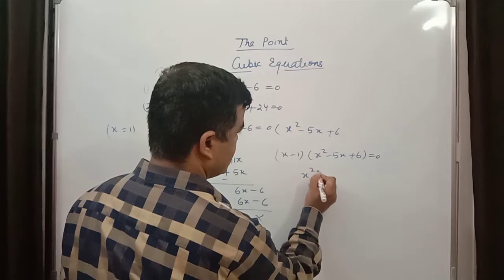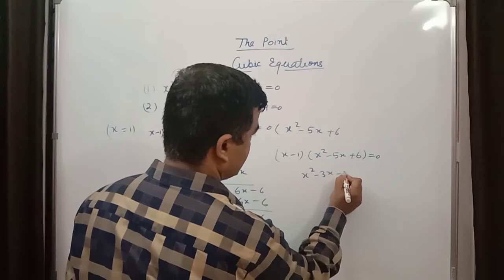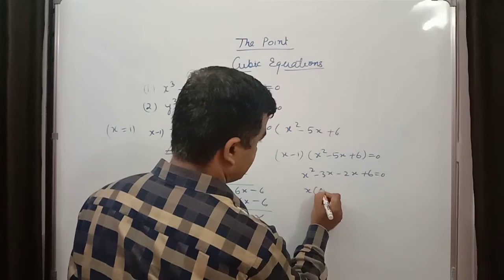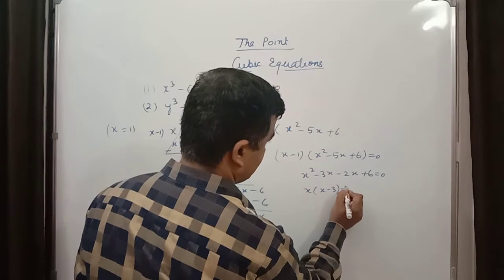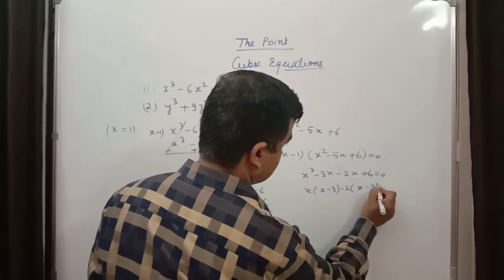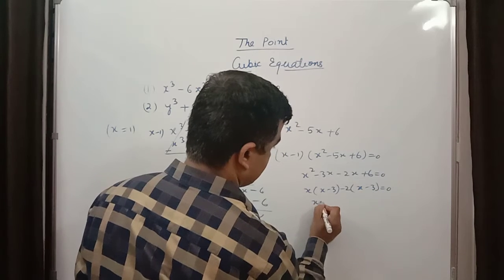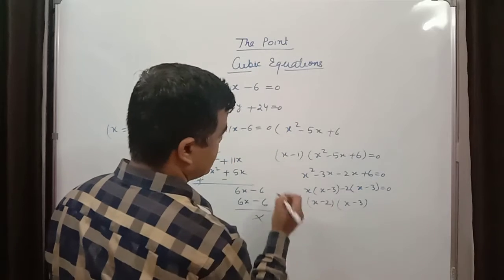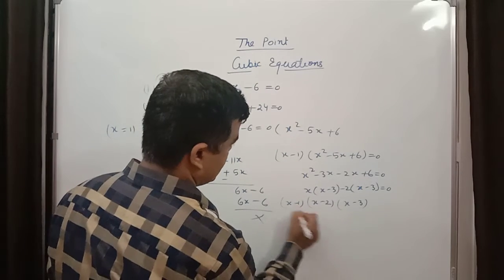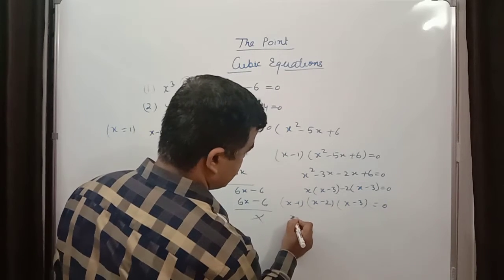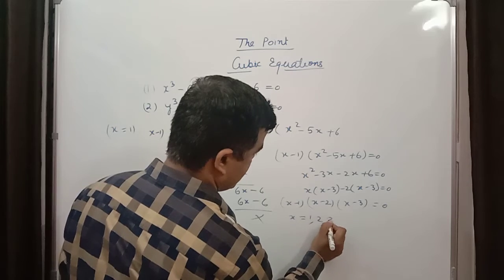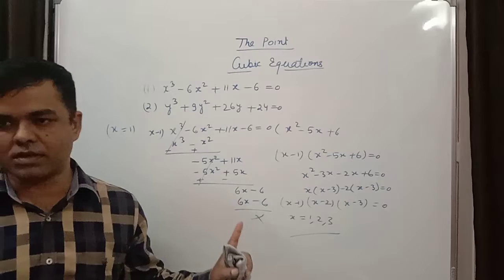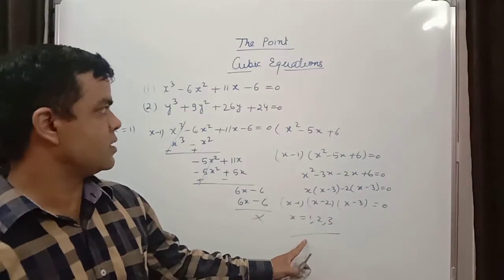It will come x square minus 3x minus 2x plus 6 is equal to 0. x minus 3, minus 2, x minus 3 is equal to 0. x minus 2, x minus 3 and this x minus 1 continue is equal to 0. So x is equal to 1 comma 2 comma 3 will be the 3 roots of this cubic equation. Okay. So these will be 3 roots.